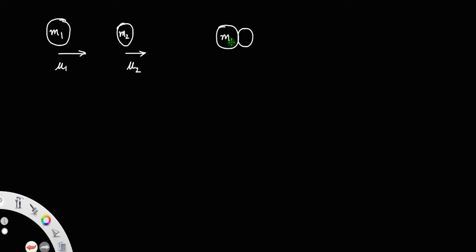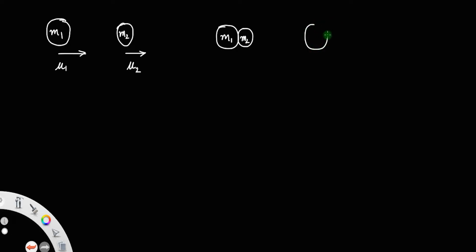Consider two different masses m1 and m2, moving with velocities u1 and u2. Let u1 and u2 be their initial velocities, and they collide like this. This is m1 and this is m2.